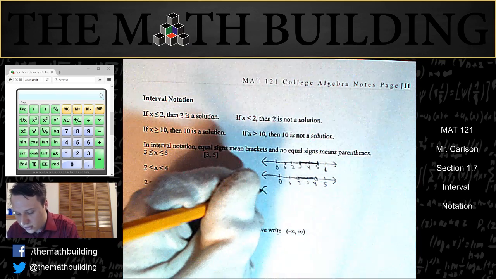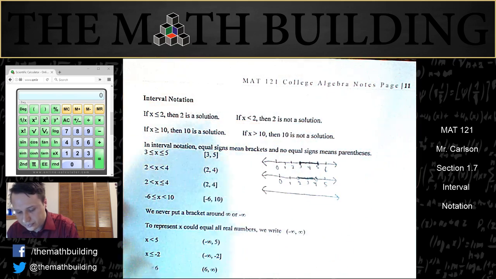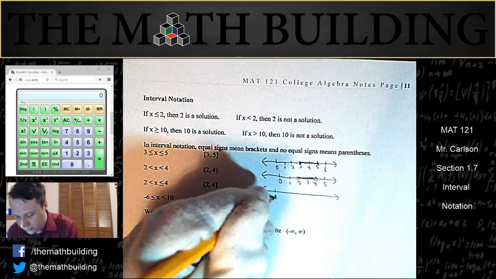So the third one on a number line would look like this. We're going from 2 to 4, so let's just put 0 there.